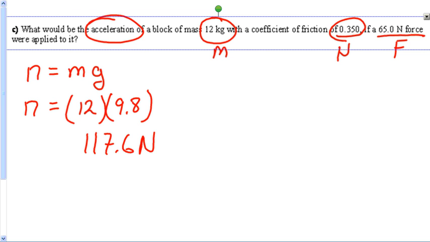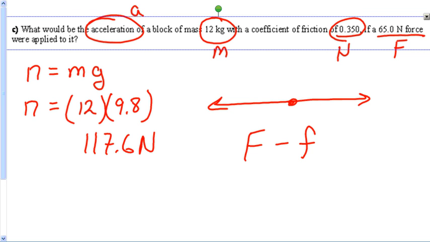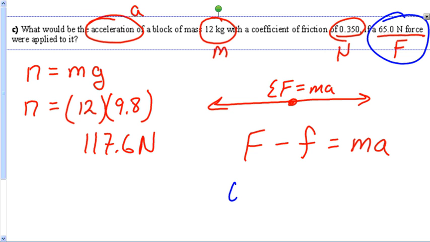And look at what it asked you to find. Acceleration. The other day y'all did problems where two things were pulling on each other. What did we do in that tug of war situation? Sigma F equals, very good. Which means what are we going to do with these forces? Subtract them. Very good. Equals ma. F is 65 minus something equals m, which is 12.